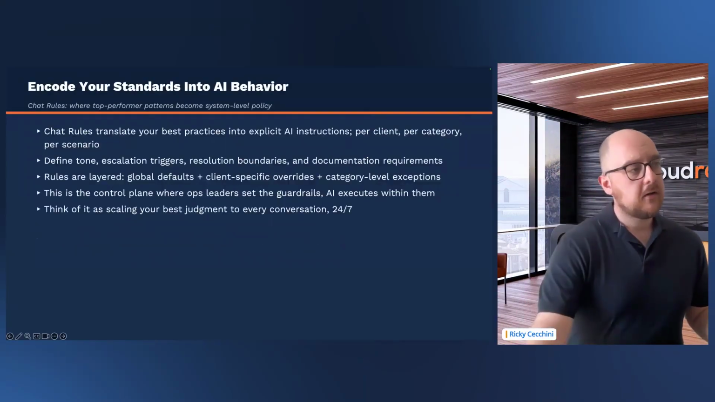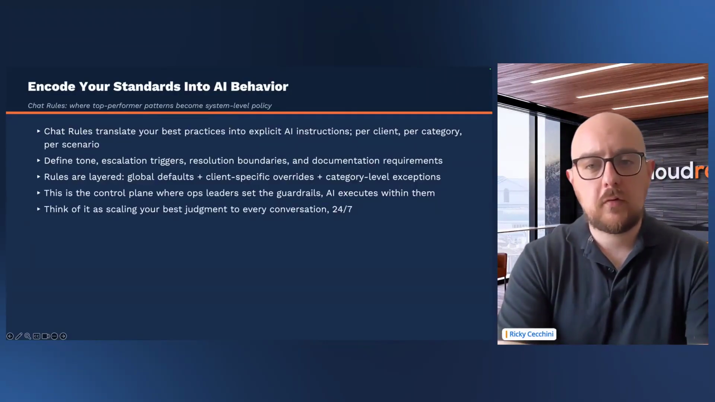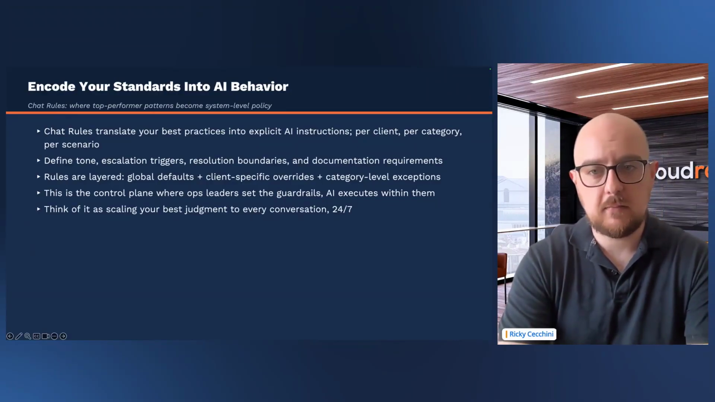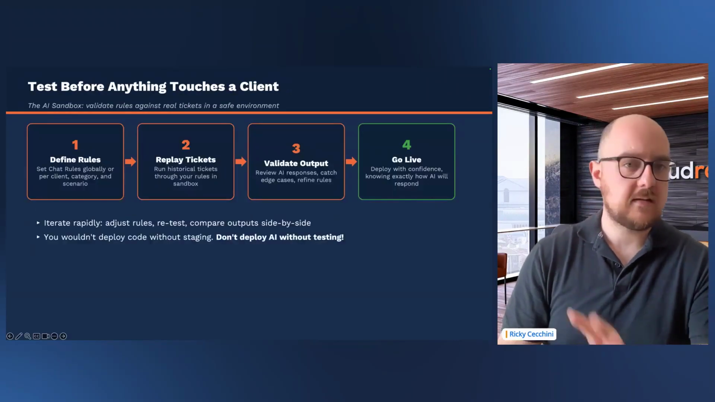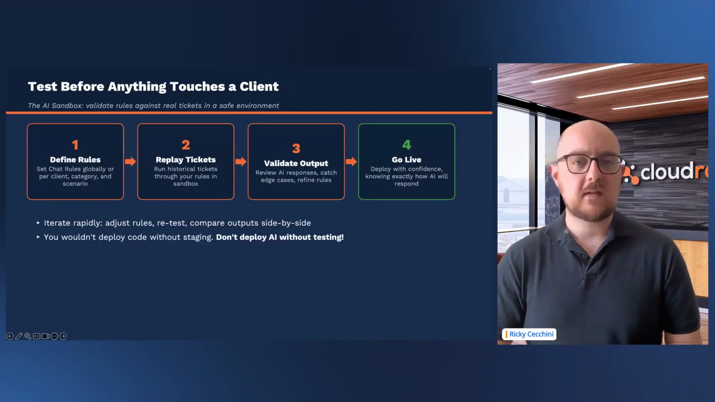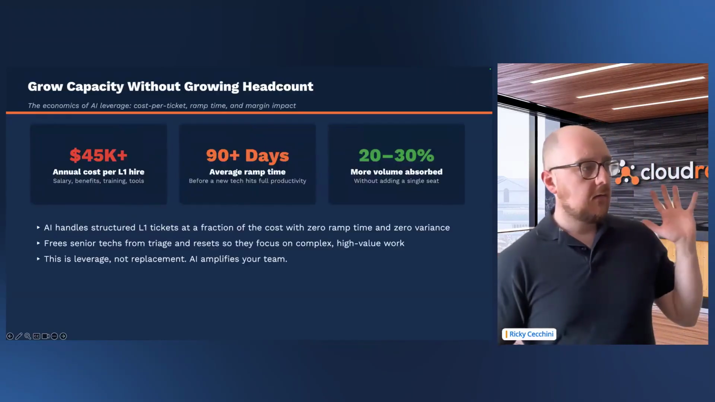So the other important thing is encoding standards into AI behavior. Basically, chat rules are going to be the thing that makes the difference. We already talked about this a little bit, but that is my overarching point: it's the difference between the bot that everybody hates versus the one that people say, this is pretty cool and useful. Now let's talk about the financials.